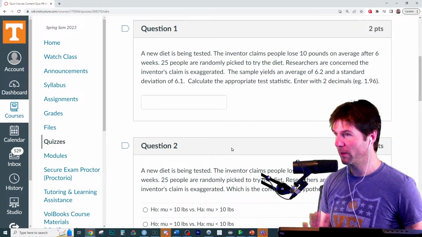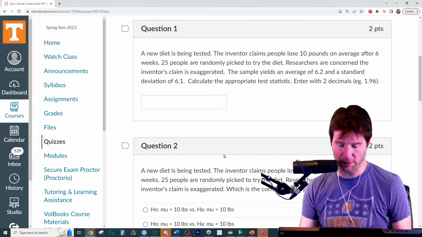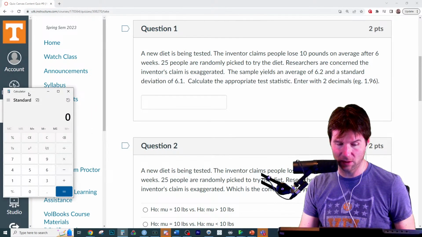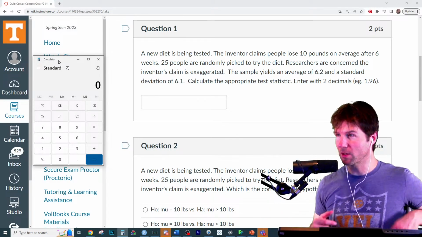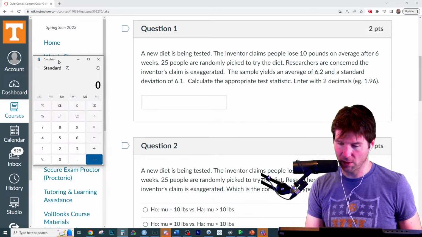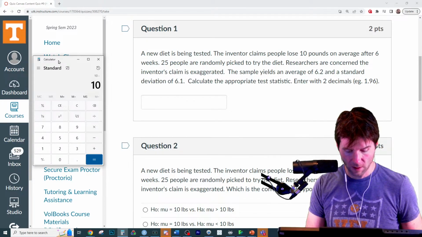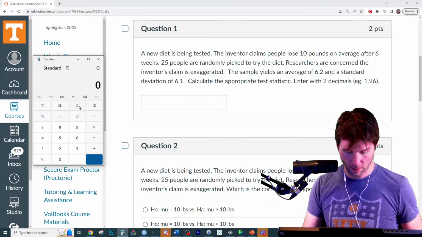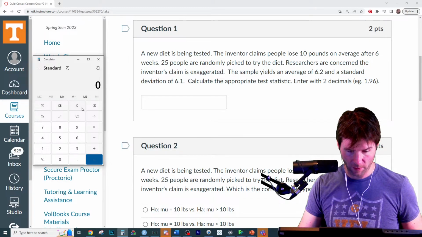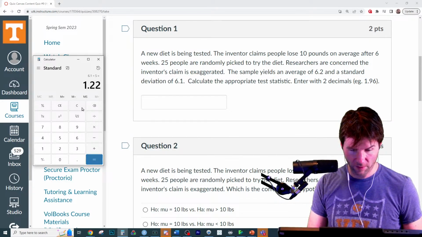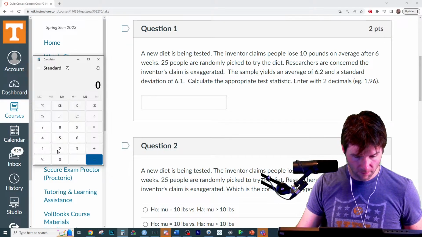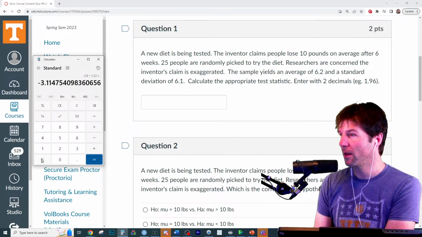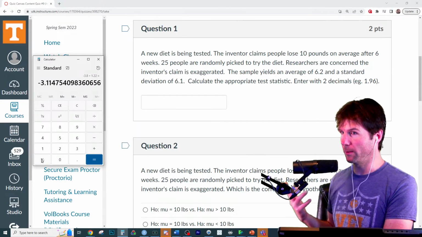So here's the thing. This question's not bad, but you have to know what you're solving. I'll solve it right here, but I want you to think about the steps, because I want to show you how I would look at this problem if I have all the numbers. So I'd go 6.2 minus 10, divided by 6.1 divided by the square root of 25, which is 5. There we go. 3.8 divided by this. But what do you think I know in the background while I'm doing this?